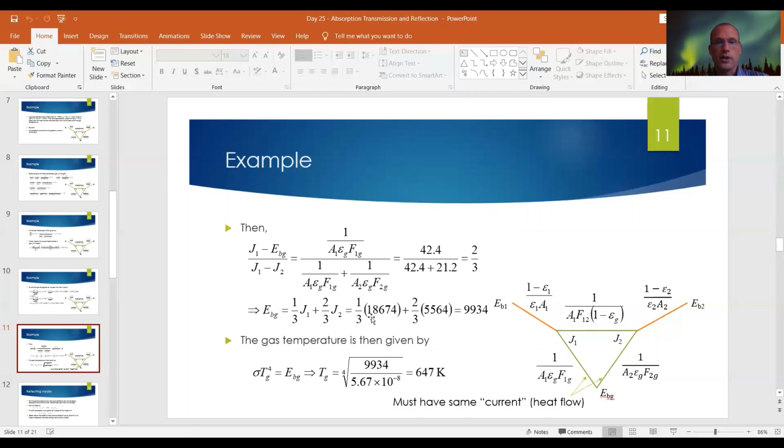And then I know J1 is 18,674. I know J2 is 5,564. So EBG grand total 9,934. Once I know EB, I know that it is sigma times T to the fourth. So T is the fourth root of EB, 9,934 divided by sigma, 5.67 times 10 to the negative 8. Fourth root of that is 647 kelvins as my gas temperature.